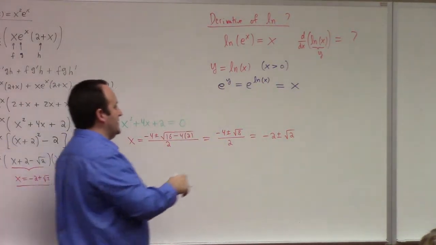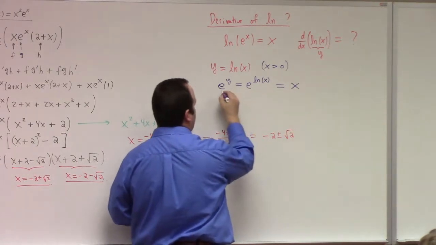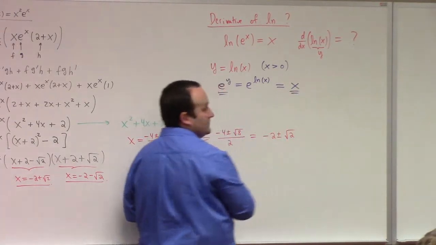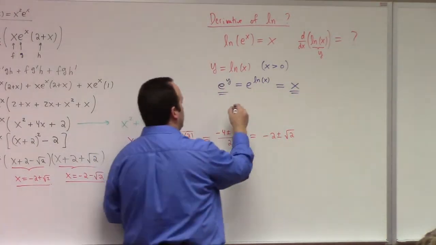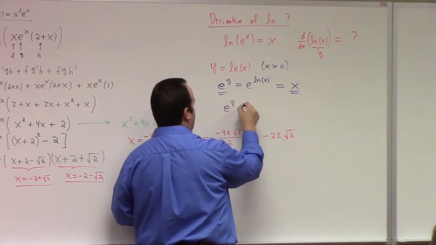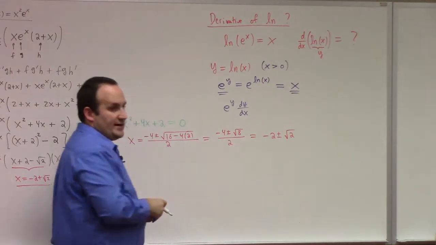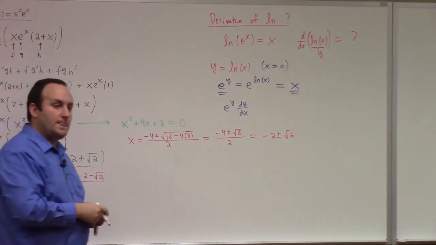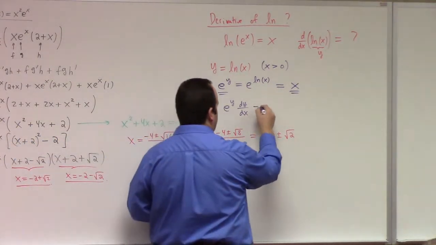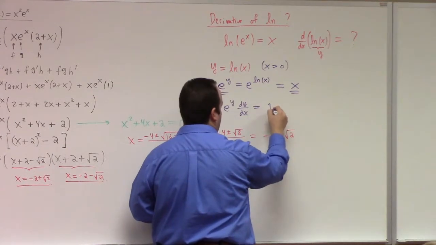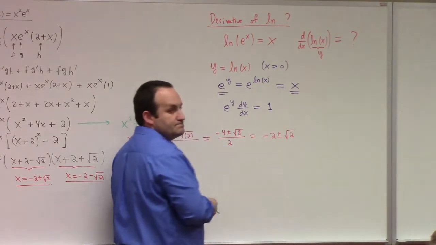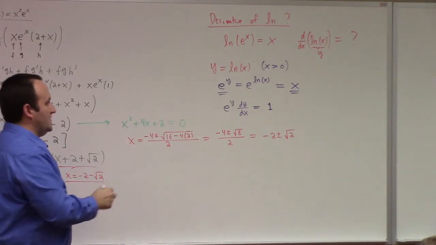Now this is a great equation because I can differentiate both sides of this, right? What happens if I differentiate this? I get e to the y times what? If I differentiate with respect to x, I have to do the chain rule. I've got e to the y times dy dx by implicit differentiation. And on the other side, we get 1. See that? So I'm just differentiating.